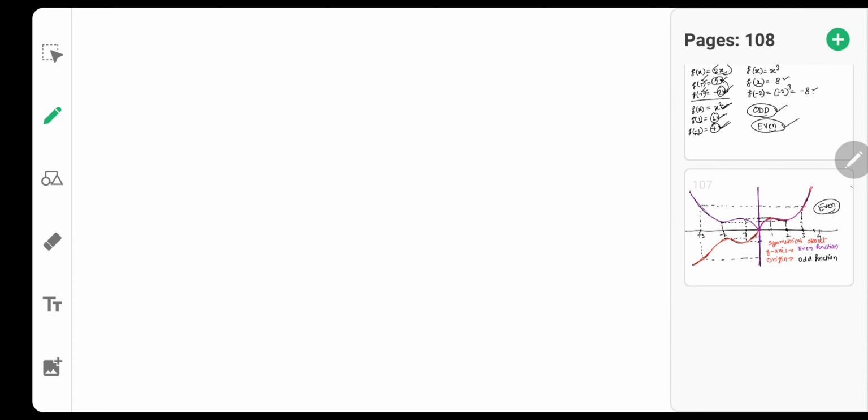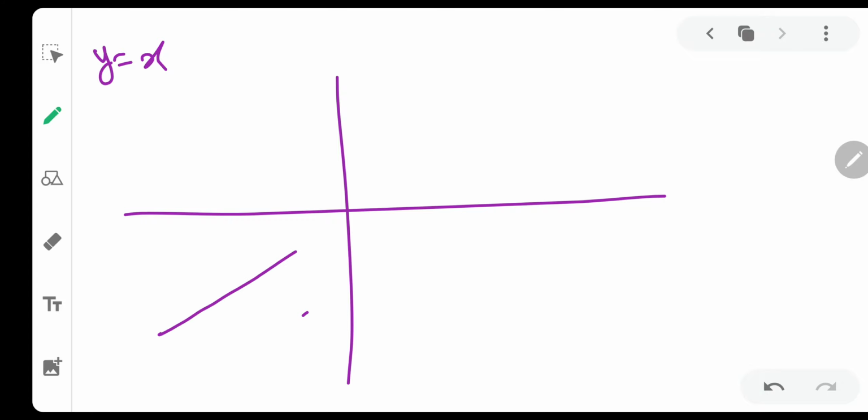Now I will give you some very nice examples. Y is equal to x. Everybody can draw this graph. So let me draw this graph. Just tell me, is this graph symmetrical about y-axis or origin?